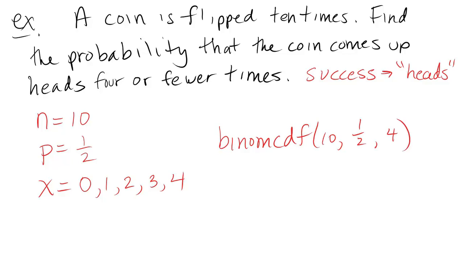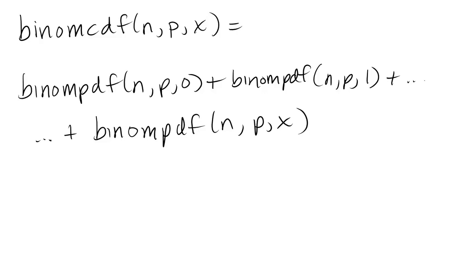One way to remember that the CDF function adds all these together is to realize that the C stands for cumulative. This is the binomial cumulative distribution function. So it's going to add all those up. It's going to accumulate them, put them all together.